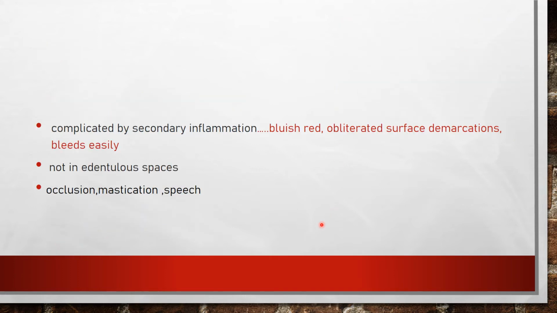If it is complicated by secondary inflammation, it appears as a bluish red surface with obliterated demarcation, which bleeds easily. It will not be seen in the dangerous spaces, and it will affect occlusion, mastication and speech.